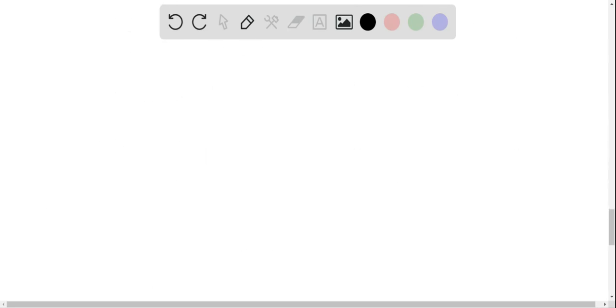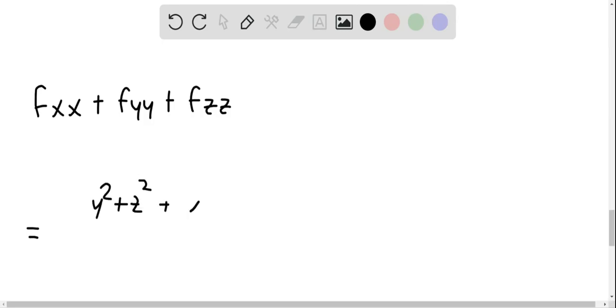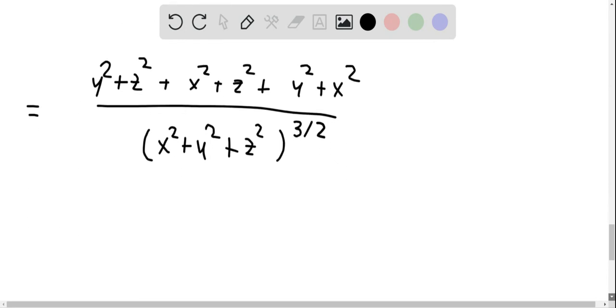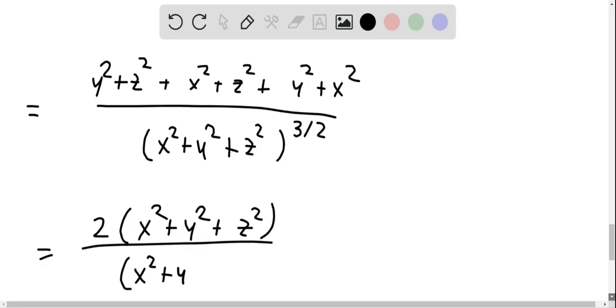So then similarly, when we add all three of these together, we get a y squared and a z squared for the x, an x squared and a z squared for the y, and a y squared and an x squared for the z. And now we can see here that we actually have two copies of our radial distance on top. So 2 times x squared, 2 y squareds, and 2 z squareds, divided by our 3/2 quantity.